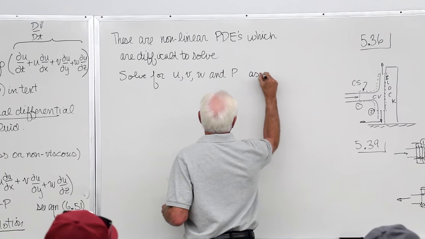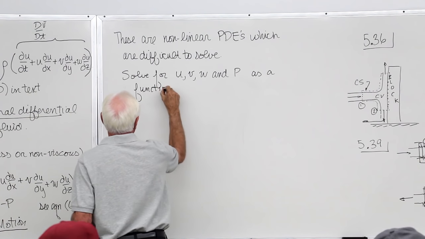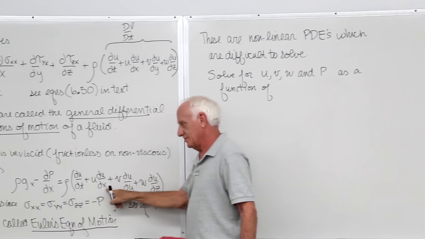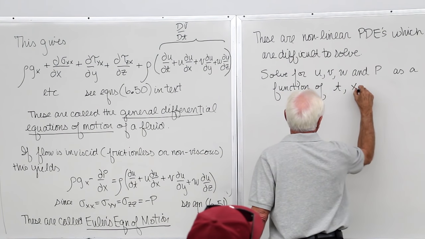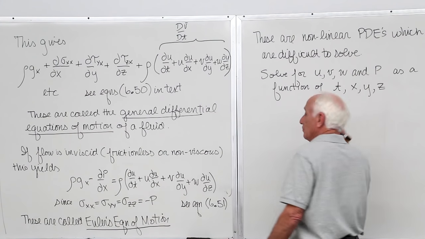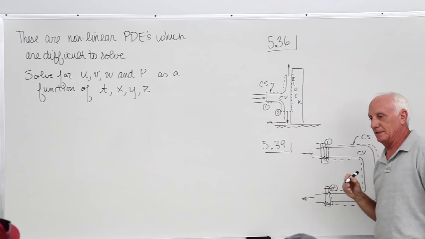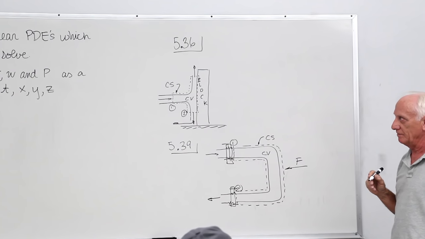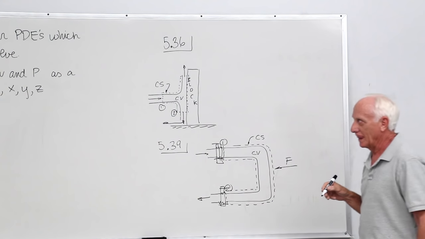By the way, look at the variables: time, x, y, z. So you can solve for the pressure as a function of time, x, y, and z. You can solve for the x component of the velocity as a function of time, x, y, and z, and so on and so forth.